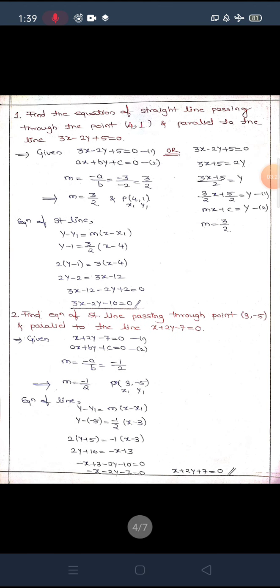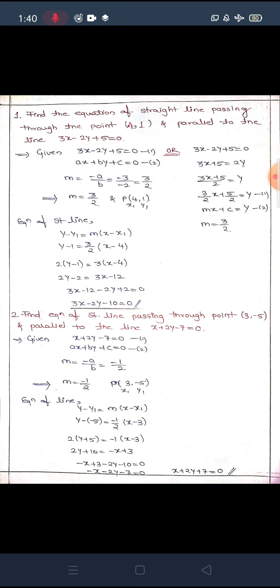Find the equation of the straight line passing through the point 4, 1 and parallel to the line 3x minus 2y plus 5 is equal to 0. What is given? One point, that is 4 and 1, and one straight line which is parallel. This means you have to find the equation of the line which is parallel to this line. So first you have to find the slope. How to find the slope when a straight line is given? What is given: 3x minus 2y plus 5 is equal to 0.